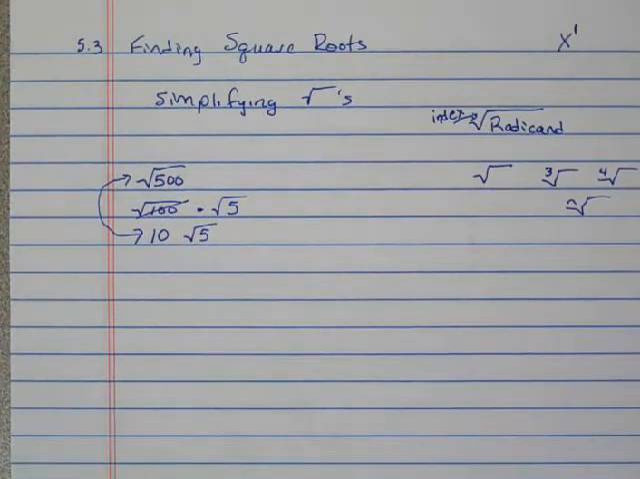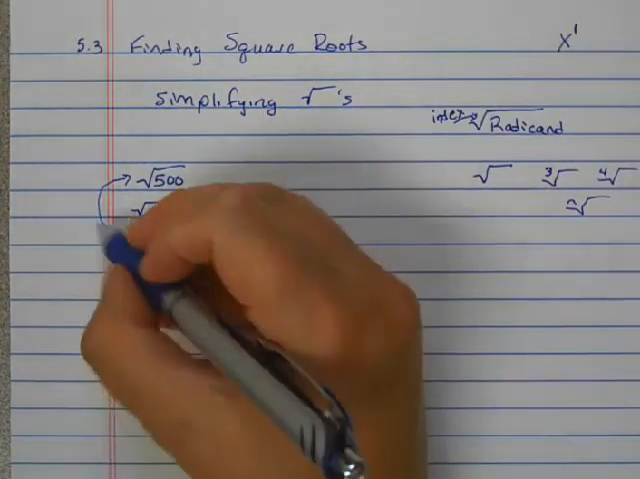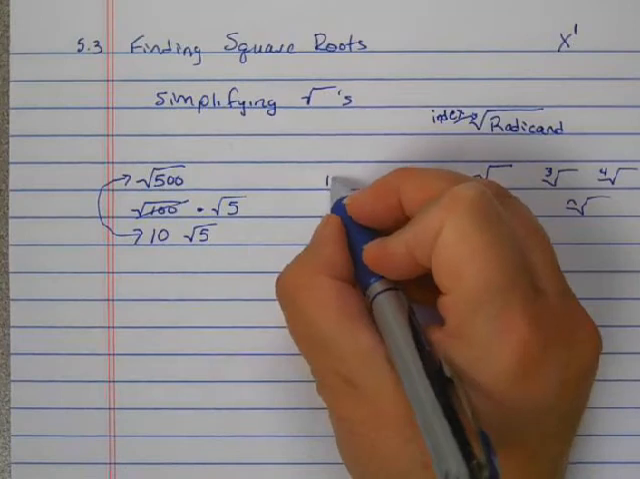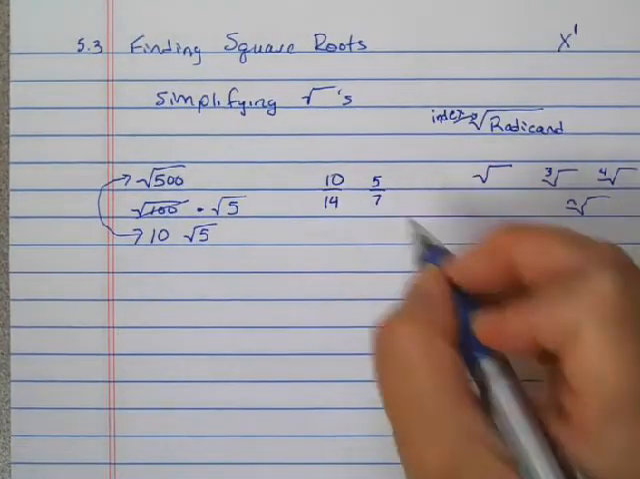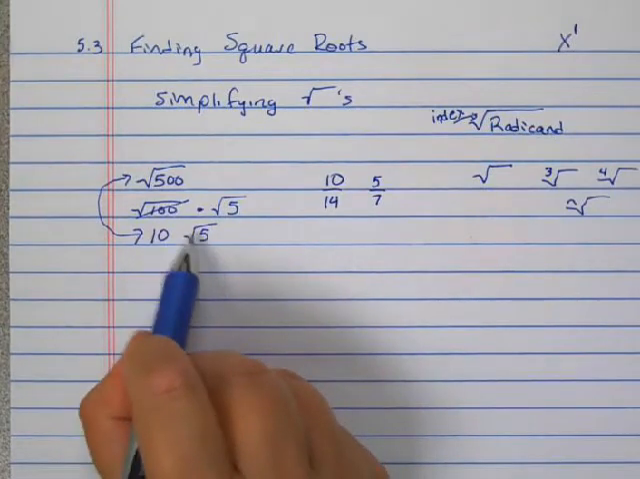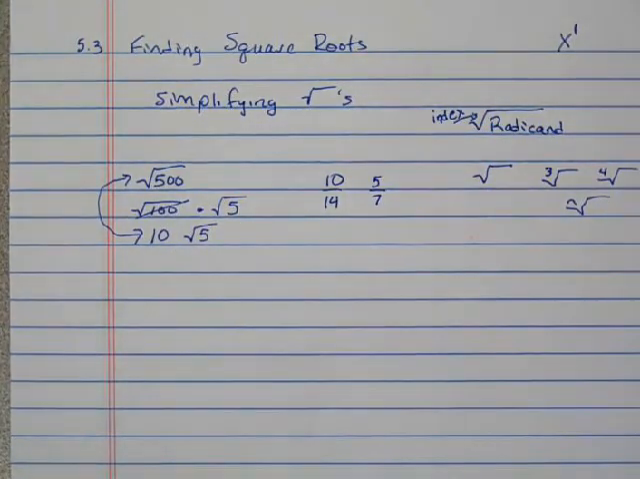If you put square root 500 in your calculator, you'd get a decimal. When you put 10 square roots of 5 in your calculator, you would get the same decimal. They're equivalent. Kind of like 10 14ths is the same thing as 5 sevenths. They're equivalent. This is just the more simplified version, the version that we want to work with, so that we can add square roots and multiply and divide and things like that.